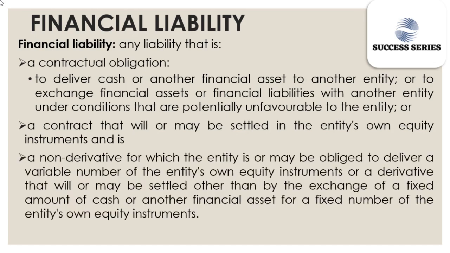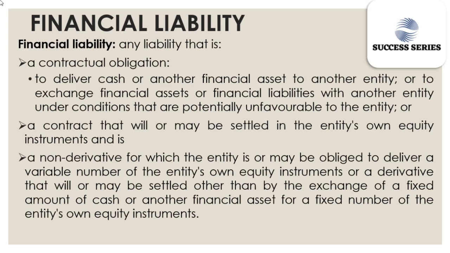And finally, it's a non-derivative for which the entity is or may be obliged to deliver a variable number of the entity's own equity instrument, or a derivative that will or may be settled other than by the exchange of a fixed amount of cash or another financial asset for a fixed number of the entity's own equity instrument. This implies that we could also settle the liability by using the entity's own equity instrument in a settlement as well. So this is basically the definition of financial liability.